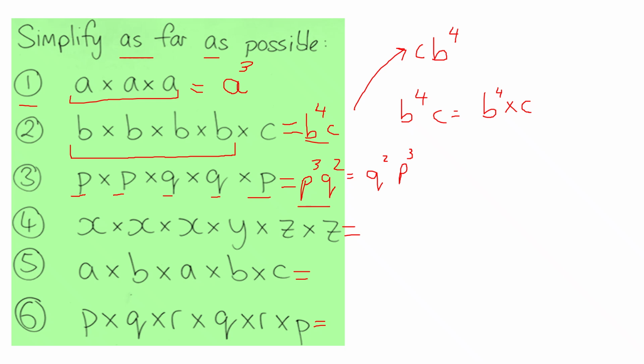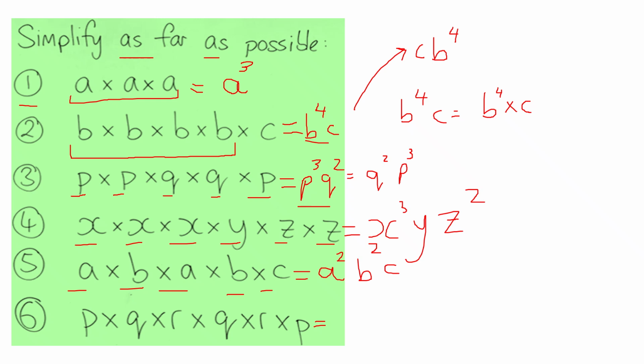Okay, next up, question number 4, x times x times x times y times z times z. Well, x times x times x is x cubed, times it by y, so we got y there, and we got z times z is z squared. Okay, next up, a times b times a times b times c. Well, a times a is a squared, b times b is b squared, and times it by c, so we tag on c at the end.